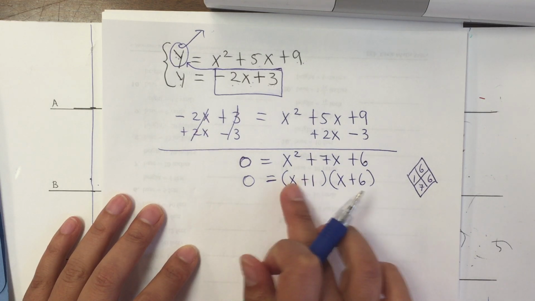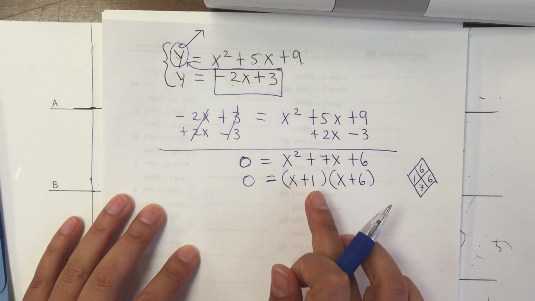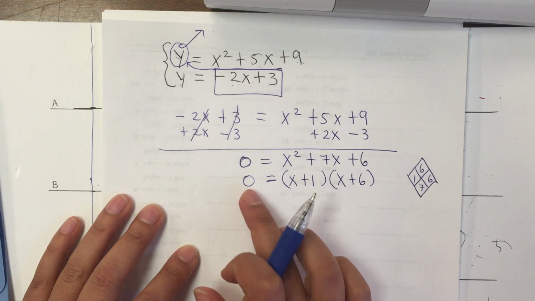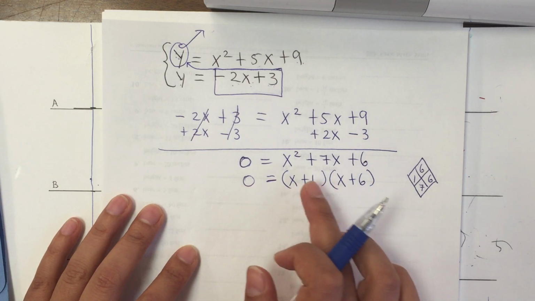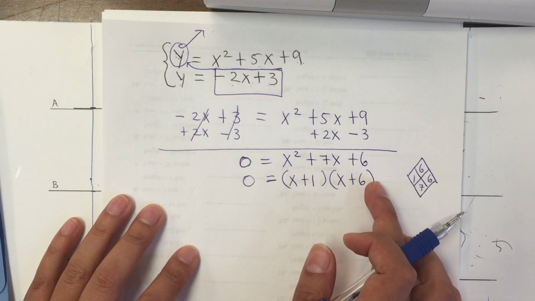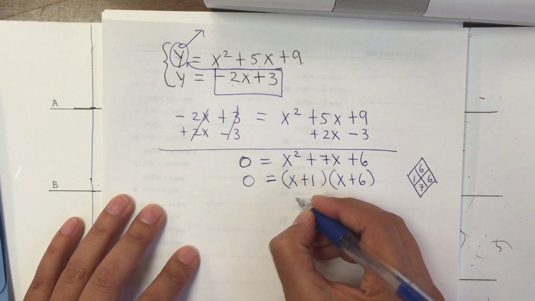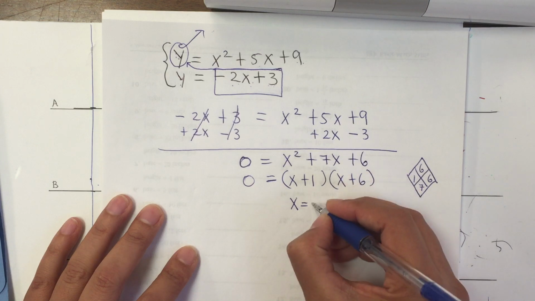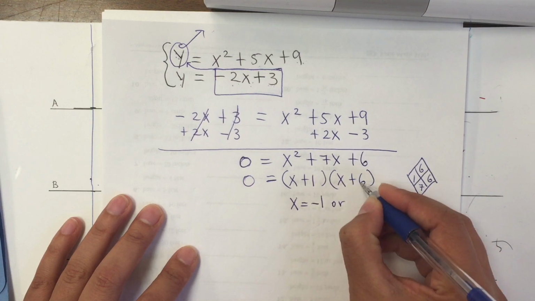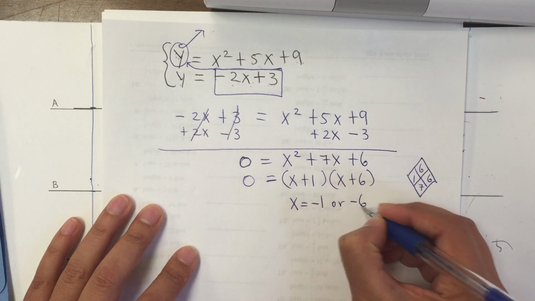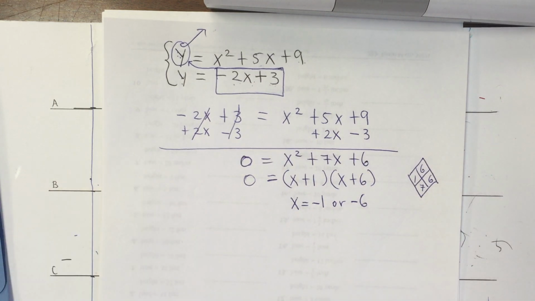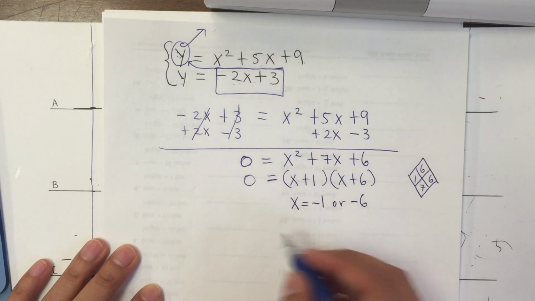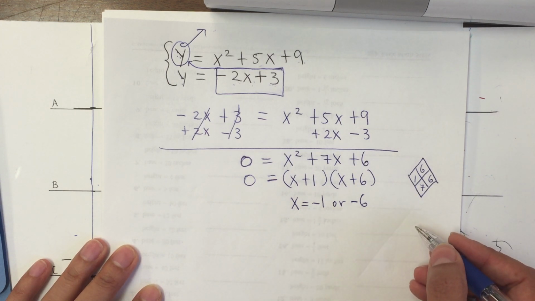Now this means that I'm going to be multiplying these two factors. And to make the product 0, one of these two factors has to be 0. And how can I make this 0? Well, x is going to have to be -1 or -6. Okay? So these are my values for x.